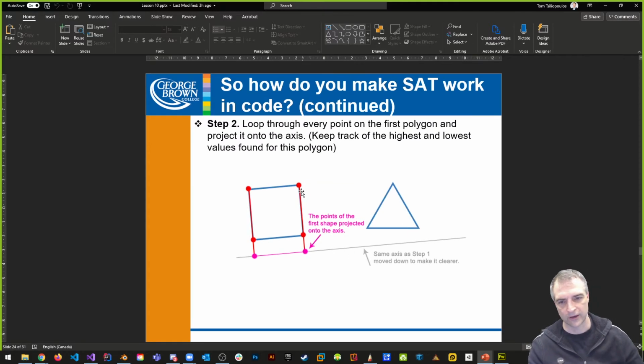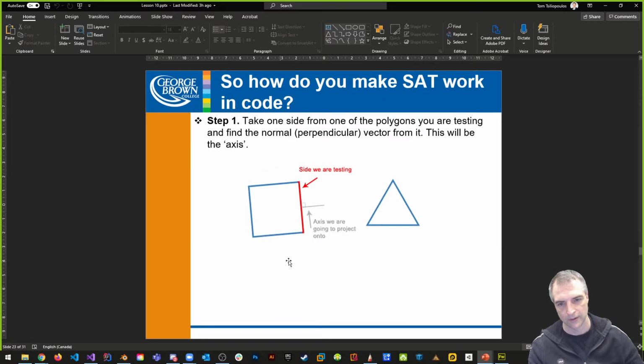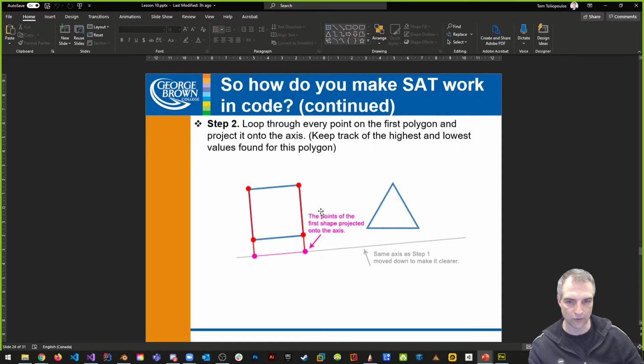So now what we're saying is, let's project down from the verts to this new phantom axis. This is the same axis as from step 1. So again, this is step 1: we create this normal, and the normal becomes our axis where we project down. That's where this axis comes from. Then we project down from these points down to this axis.